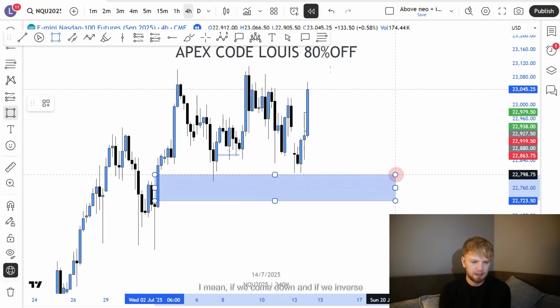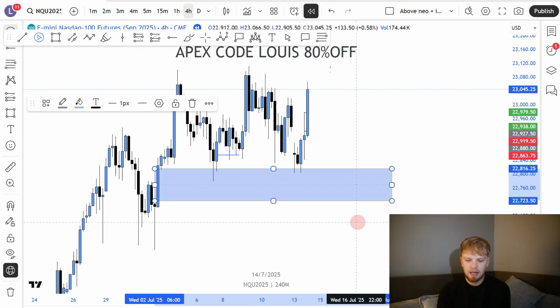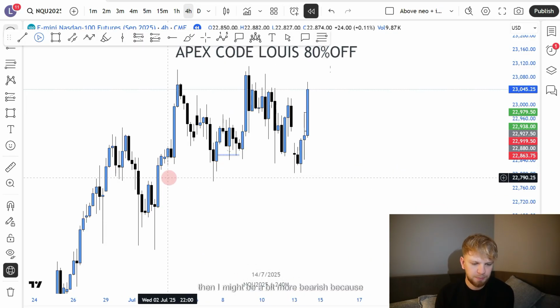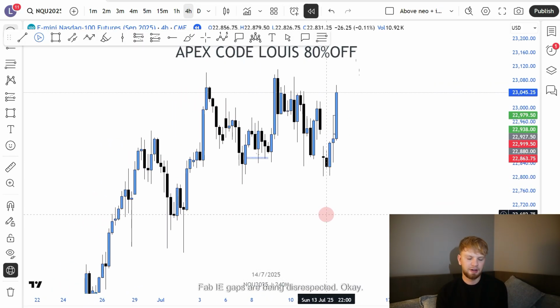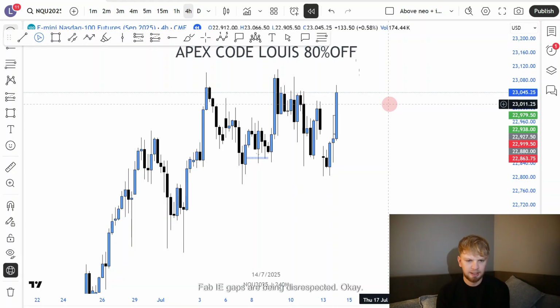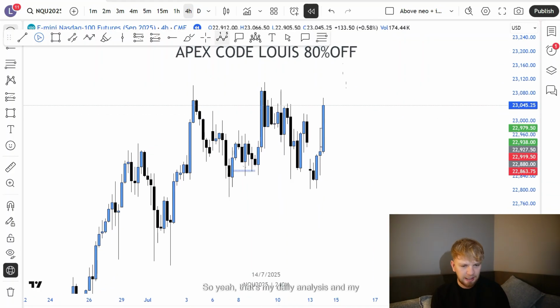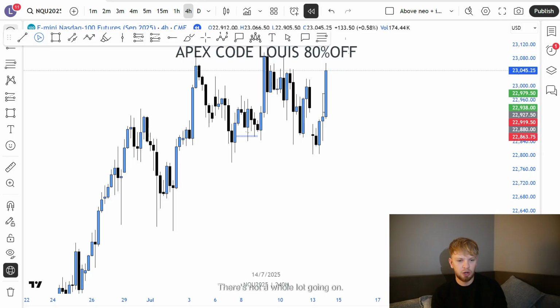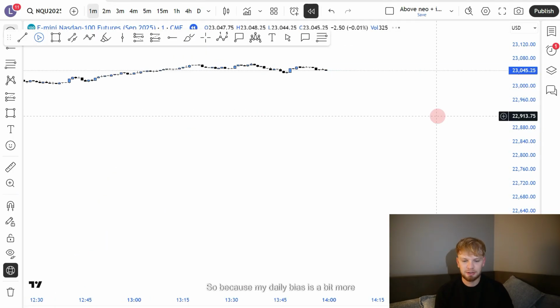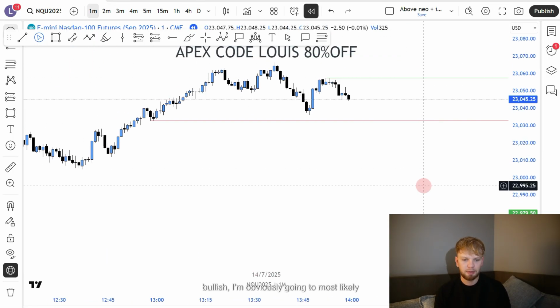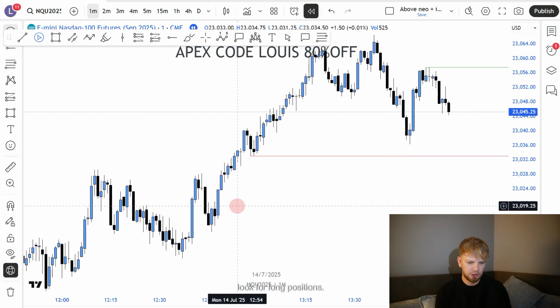If we come down and if we inverse this bullish fair value gap, then I might be a bit more bearish, because obviously that's what we trade, fair value gaps that are being disrespected, okay? So that's my daily analysis and my 4 hour analysis. Quite simple. There's not a whole lot going on. Because my daily bias is a bit more bullish, I'm obviously going to most likely look for long positions.